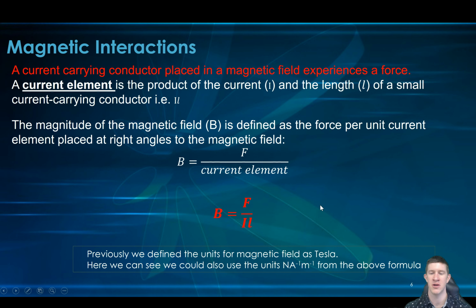Previously we defined the unit of the magnetic field as the Tesla, but from this we could also see that this could be newtons per amp meter. So we have two different notations. Tesla is the SI unit, but we could also refer to it using these SI unit combinations of newton per amp per meter.